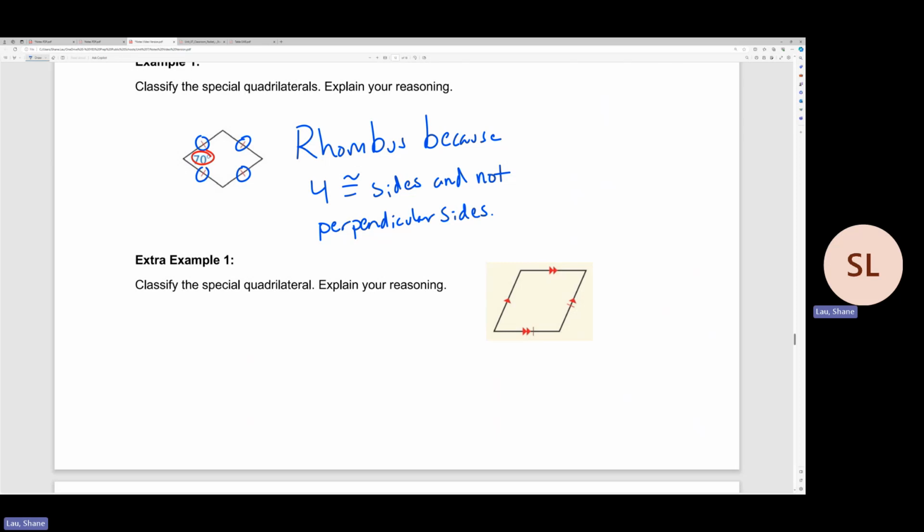Okay, remember our perpendicular sides create those right angles, those 90-degree angles. So because we have a 70 degrees, we know for sure this is not perpendicular. Just the way I would explain it. Then extra example 1, we have to explain our reasoning for this shape.